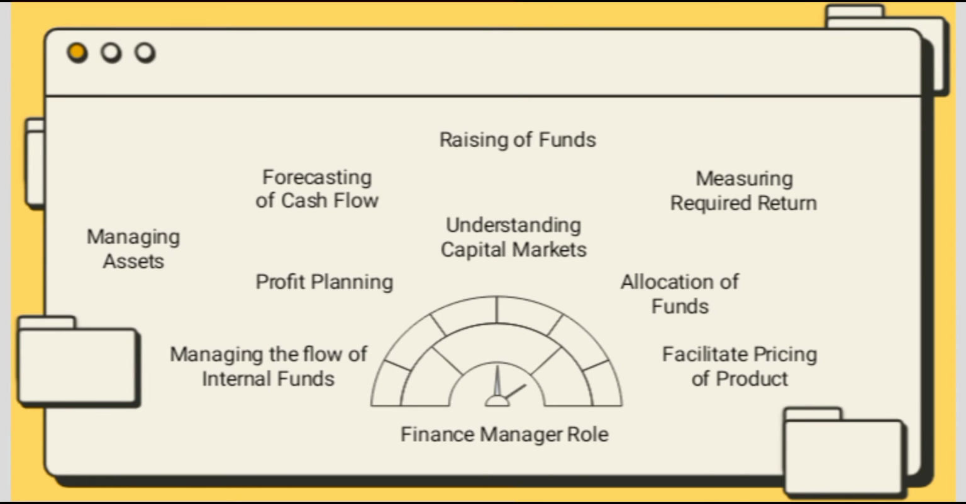Financial activities of a firm are among the most important and complex activities of a firm. Therefore, in order to take care of these activities, a financial manager performs all the requisite financial activities. Here are the main functions of a financial manager: raising of funds, profit planning, allocation of funds, facilitate pricing of product, managing asset, forecasting of cash flow, and many more.